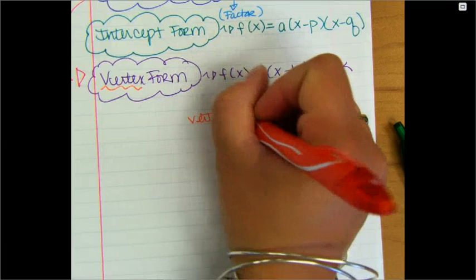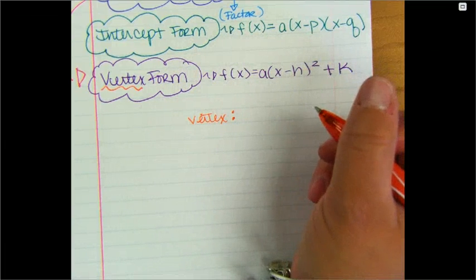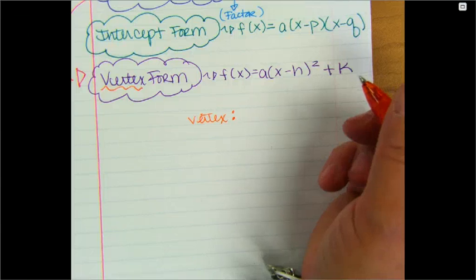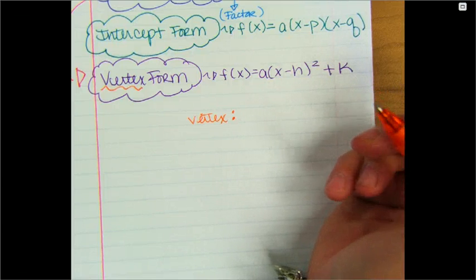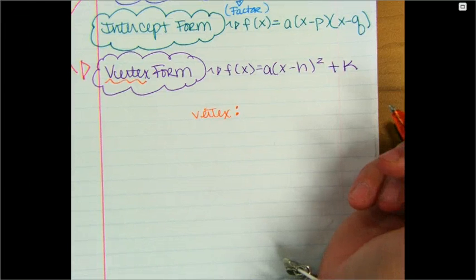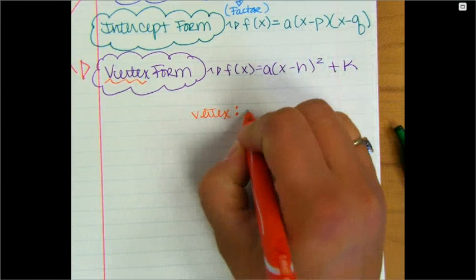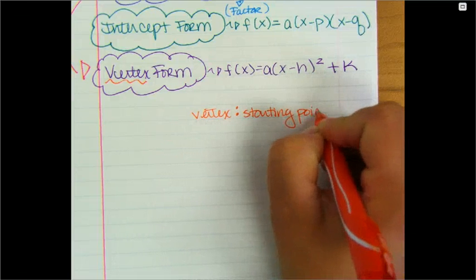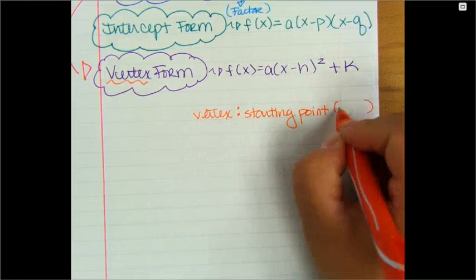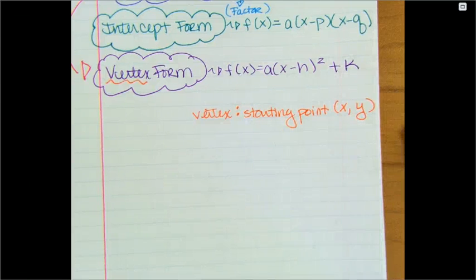All right, let's talk about what is a vertex, since this word is a little new for some of us. It was on the graph. You didn't actually know where it was, and you didn't really find it on the last part. Your vertex is your starting point. It's your x comma y, because it's a point, so it has to be x comma y.